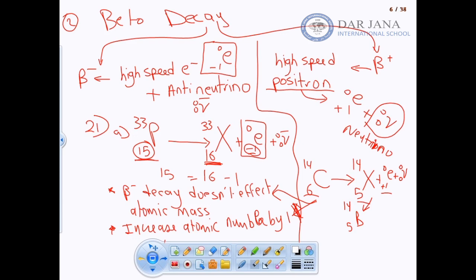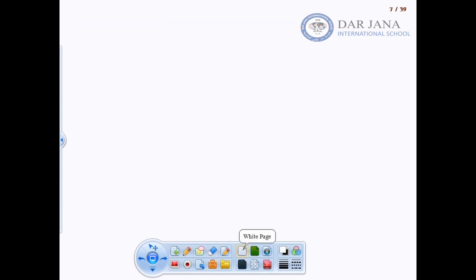So again, beta minus and beta plus decay happens naturally and artificially in nuclear reactors. Also alpha decay happens in nature and it happens artificially. The gamma decay, which is the last type, is the strongest of all, so we have gamma decay.